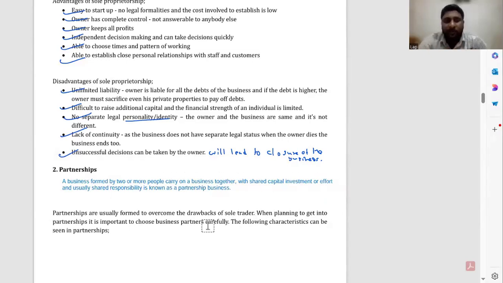So a business formed by two or more people coming together. Sometimes they will share the capital, people. If not, one person will give the money to the business and one person will give the skill. That is also a kind of partnership. One person is a very talented fellow but doesn't have money. Another person says, okay, Machan, I have money, let's come together. I'll put the money, you put your effort and skill, and we'll run the business. That is also a partnership.